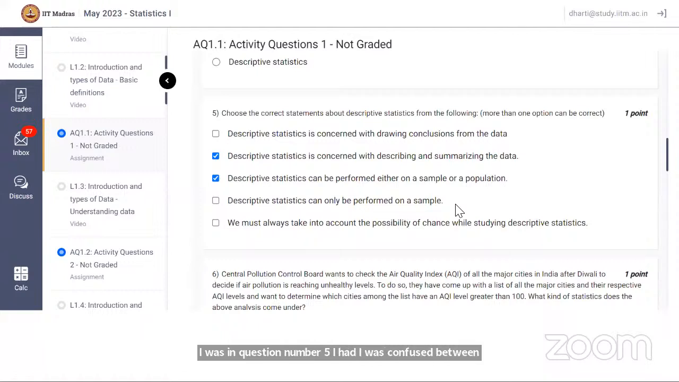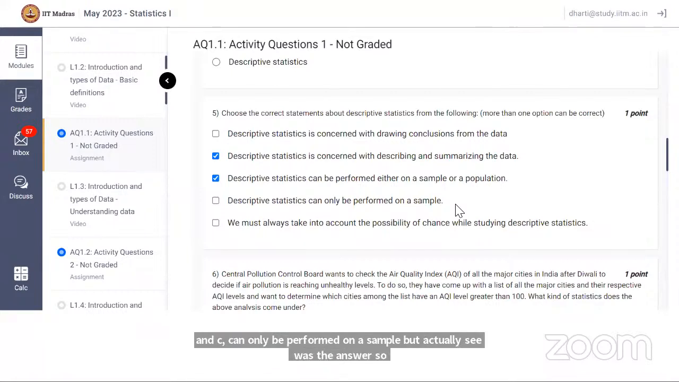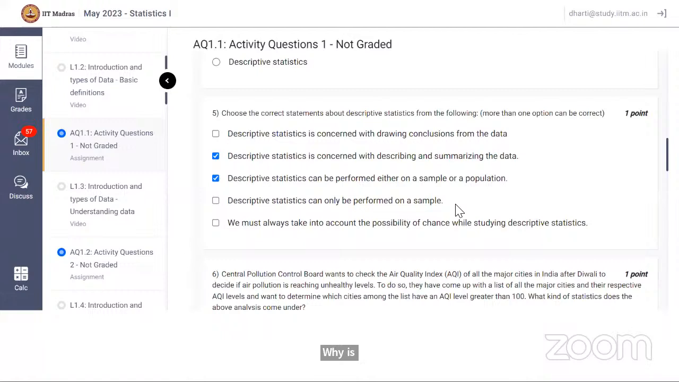I had selected only B. Descriptive statistics is concerned with describing and summarizing... I selected options B and C, that it can only be performed on a sample, but actually C was the answer. So why is that? See, I just said: descriptive statistics is when you can have any kind of data set, then you perform operations to find mean, mode, median, or something like that. That is what descriptive statistics is.